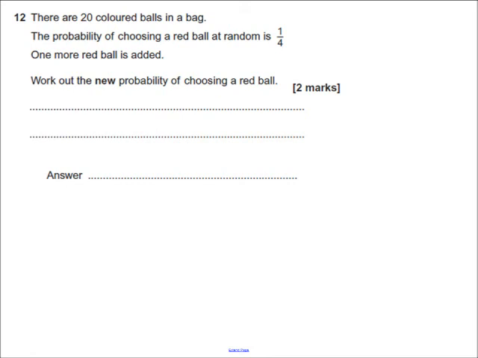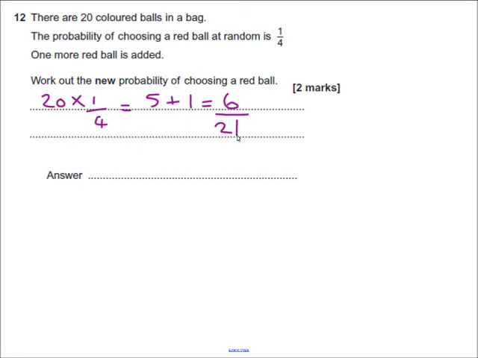So we have how many red balls in our initial bag? Well, it's 20 balls times 1/4 gives us 5 red balls. Now we add an extra ball into the bag, which is red, so we now have a total of 6 red balls. However, we now have 21 balls in the bag.